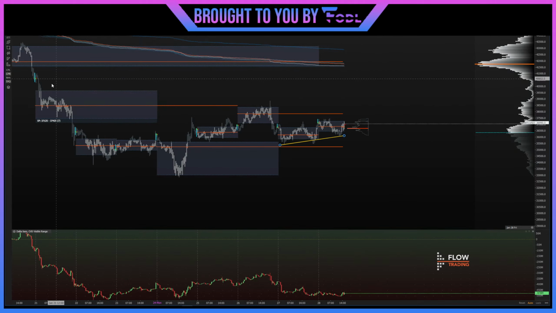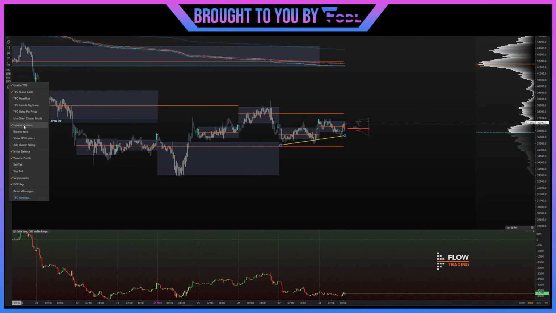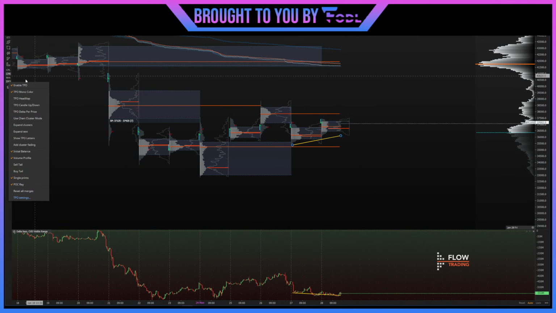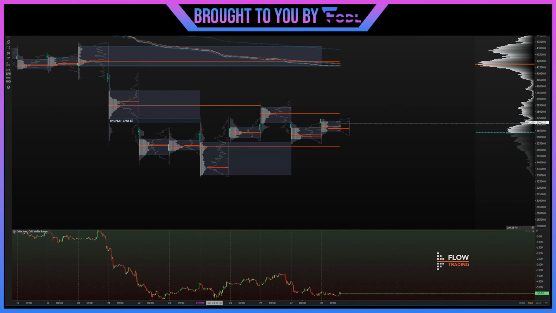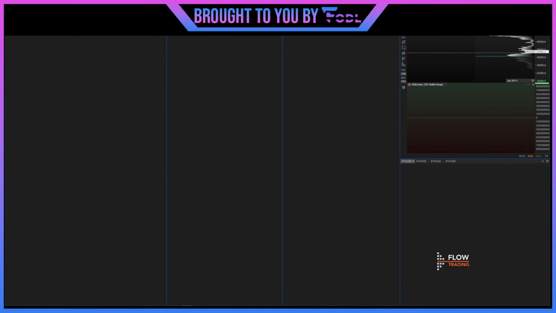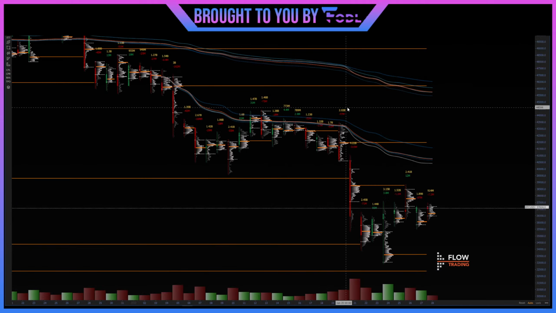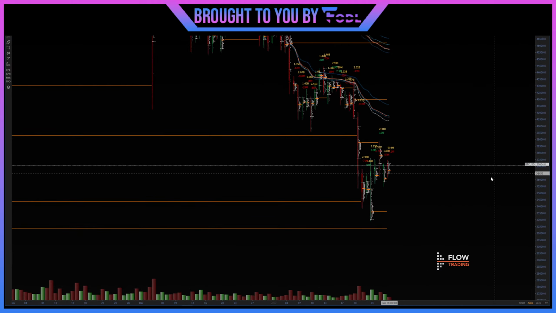Okay, so that's essentially what I'm seeing here on the market profile. I'm just going to reset that so that we don't get lost, and I'm just going to take these lines off. So yeah, on the higher time frames, I'm looking again at daily volume profile here.